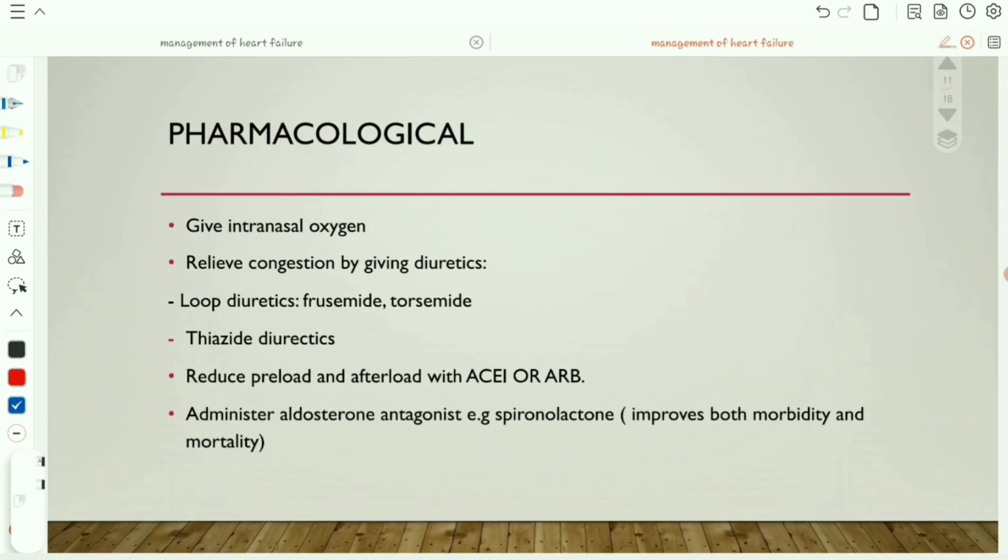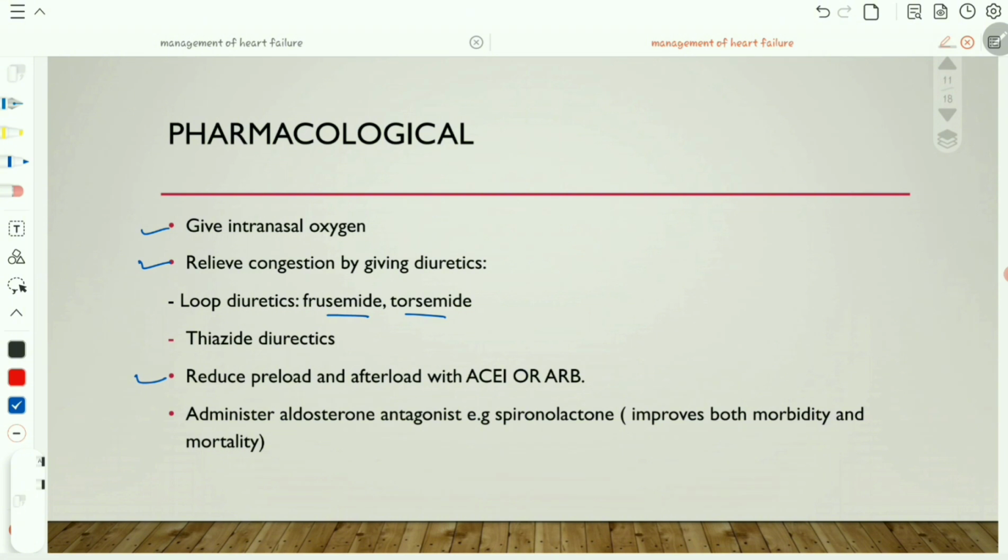Now, pharmacological, give intranasal oxygen. Are you getting me? Then you want to relieve congestion by giving diuretics. And the common diuretics we use are loop diuretics, thiazide diuretics, furosemide, torsemide. At least just say furosemide and move on with it. Don't waste too much time. Then the next thing, we've given oxygen, right? We've relieved congestion. Then you also want to reduce preload and afterload with ACE inhibitors or ARB.